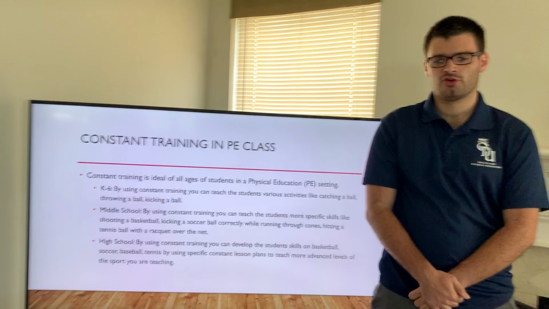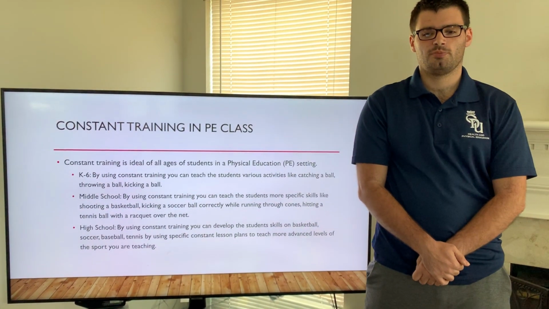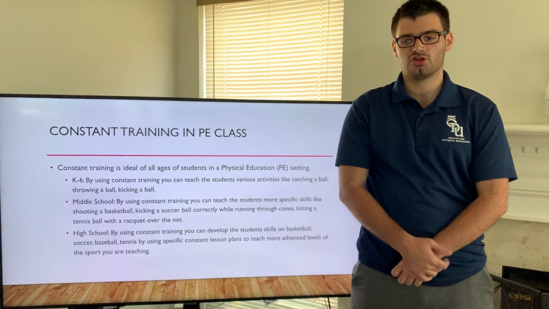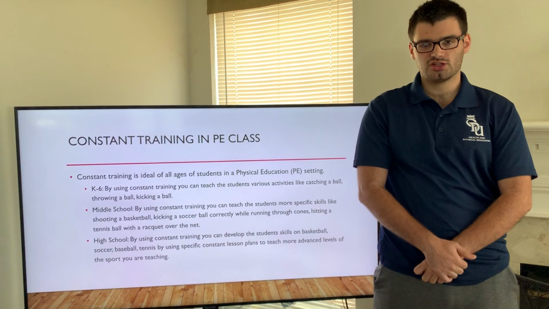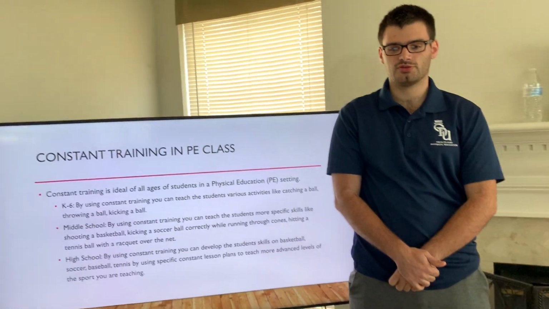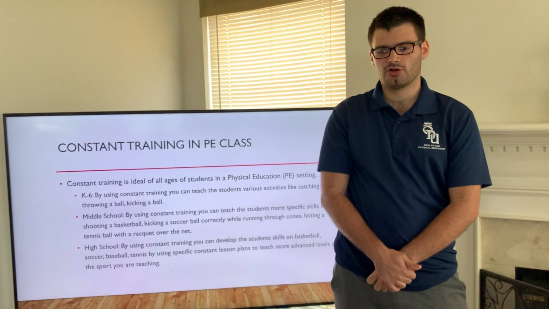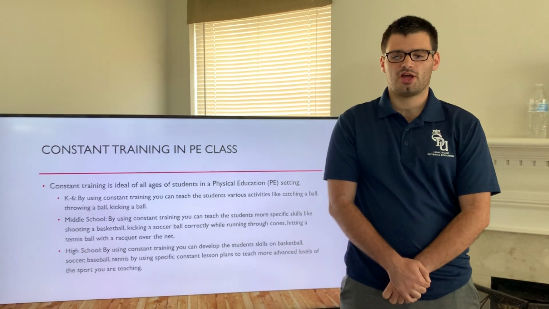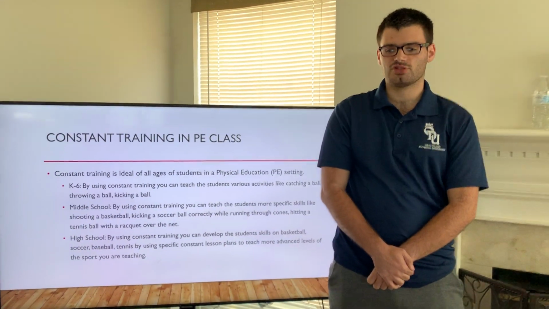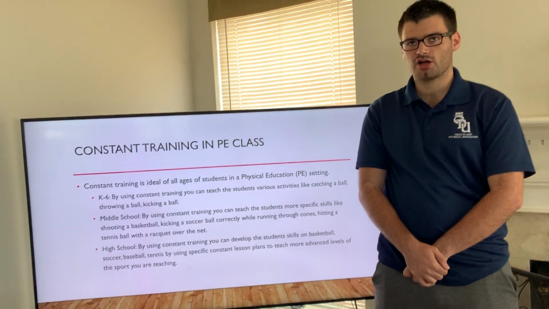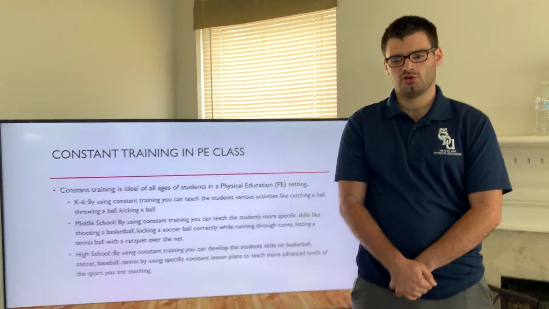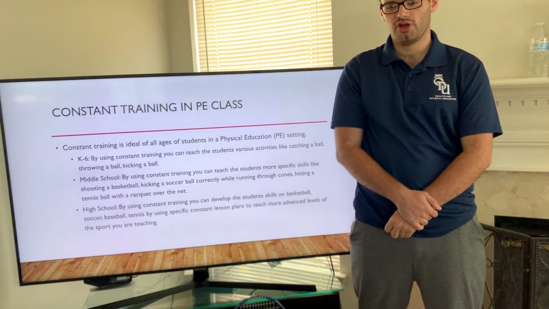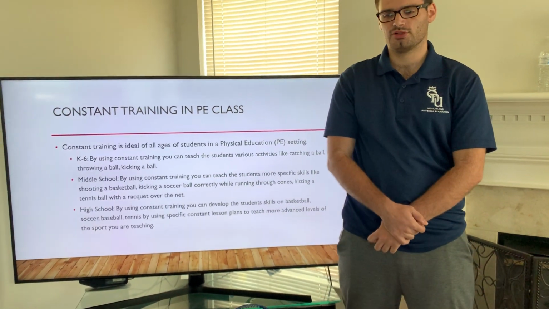For middle school, by using constant training, you can teach the students more specific skills like shooting a basketball, kicking a soccer ball correctly while running through cones, or hitting a tennis ball with a racket over the net. For high school, by using constant training, you can develop the students' skills in basketball, soccer, baseball, or tennis by using specific constant lesson plans to teach a more advanced level of the sport you are teaching.